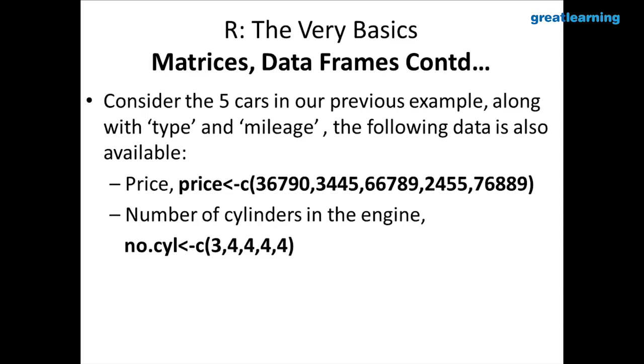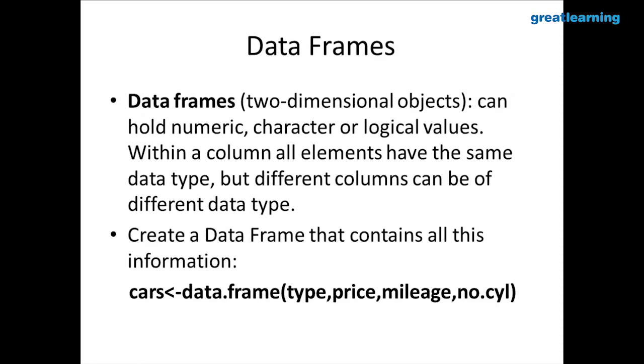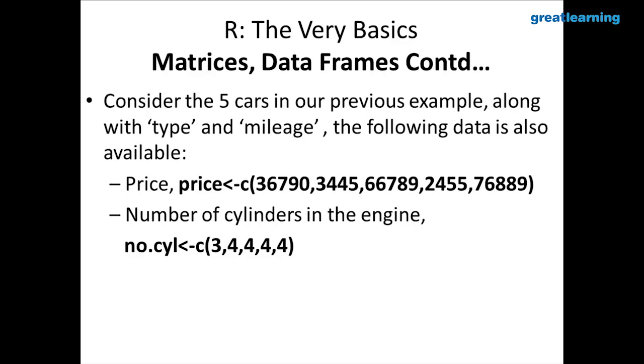In the case of price, I'm creating a numeric vector price combining 36790, 3445, 66789, 2445 and 76889. These are just random numbers, for demonstration purposes. Then the number of cylinders in the engine: 34444. So we have 5 elements. Before getting into it, remember how many vectors we have: type, mileage, price and number of cylinders. So 4 vectors, right?